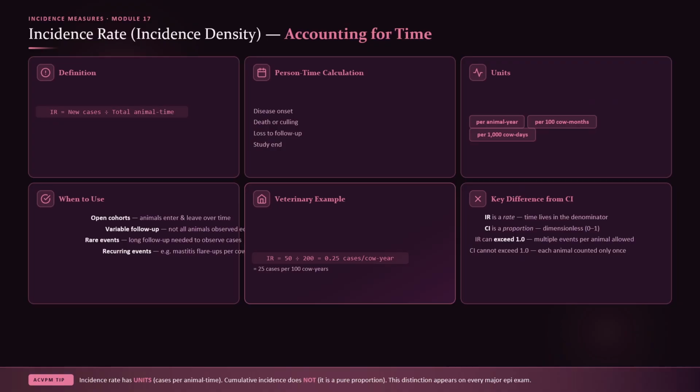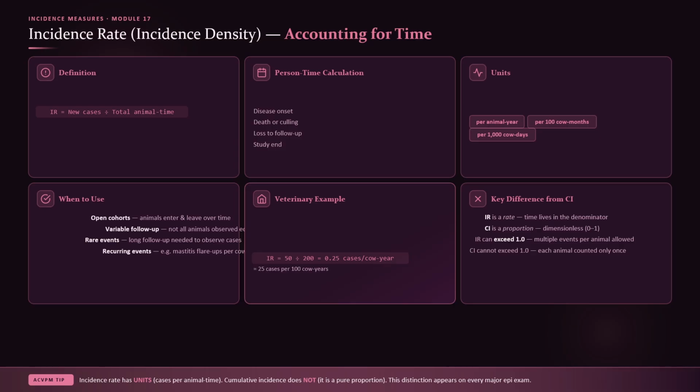What do we do when our cohort isn't closed, when animals are constantly moving in and out? That's where incidence rate comes in, and this is where many students hit a wall. Let's climb that wall together. Incidence rate, also called incidence density, solves the open cohort problem by using animal time in the denominator rather than a count of animals. This is a genuinely elegant solution once you understand the logic.